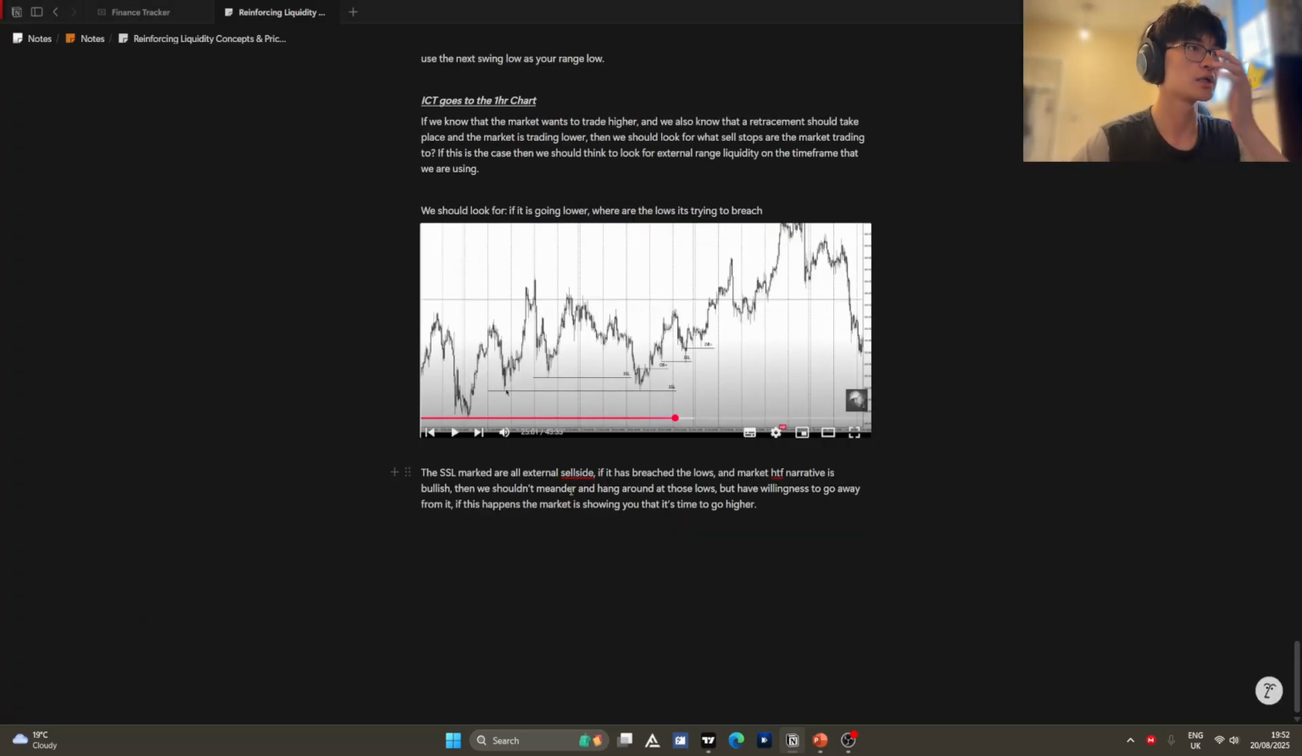So the sell side marked are all external sell side. If it has breached the lows and the higher time frame narrative is bullish, then we shouldn't meander and hang around at those lows, but have willingness to go away from it. If this happens, the market is showing you and tipping its hand that it's time to go higher.